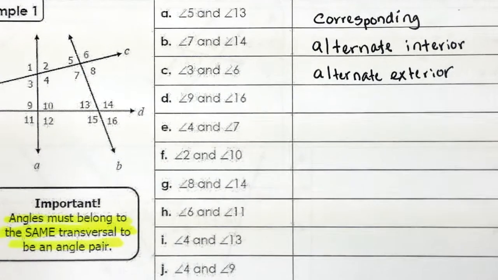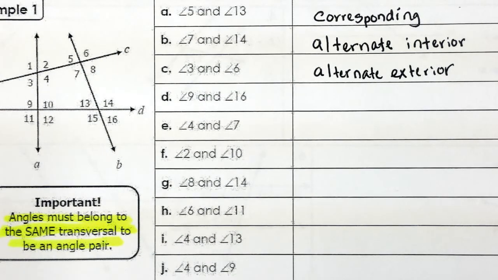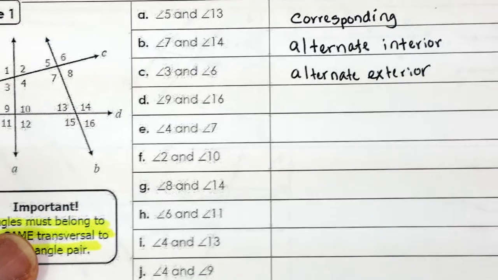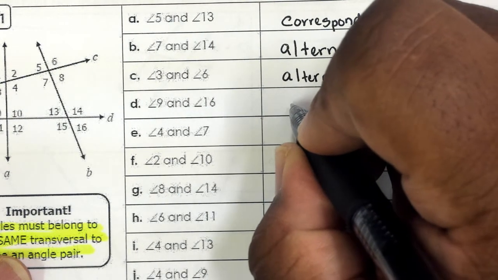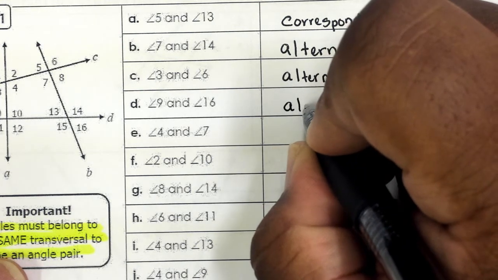Next one, angle 9 and angle 16. Devin? Angle 9 and angle 16. Yeah, alternate exterior again. Y'all should see that those are on transversal D.